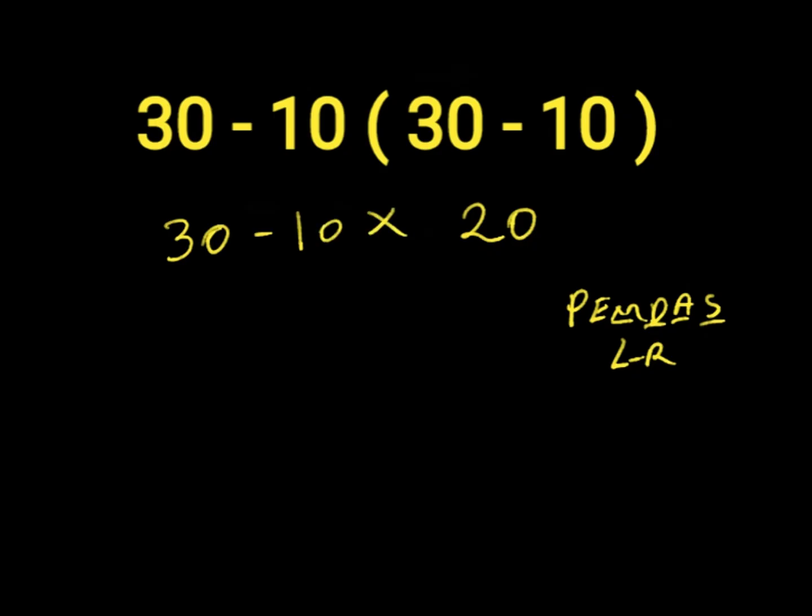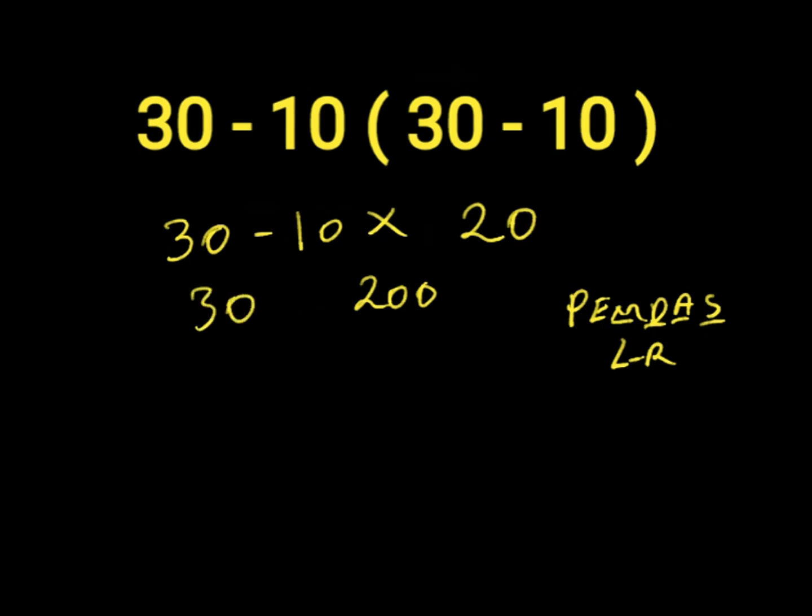Here we have a subtraction and a multiplication. We work with our multiplication first because it comes first before subtraction. 10 times 20 will give us 200. Then we'll put down our 30 here.